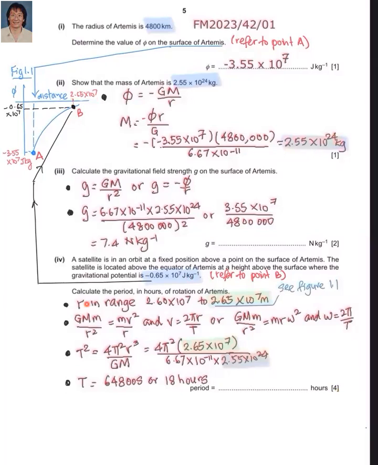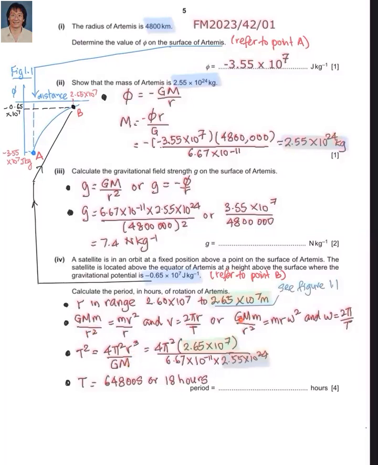The first mark is to get the value of r from the graph, figure 1.1, which we will take to be 2.65 times 10 to the power 7 meter. Then, in order to find the period, you have to use the formula where gravitational force, GMm/r², is your centripetal force. If I use this, then I must use v equals 2πr/T, so that you will get T² equals 4π²r³ divided by GM.